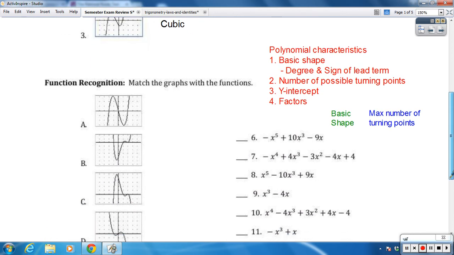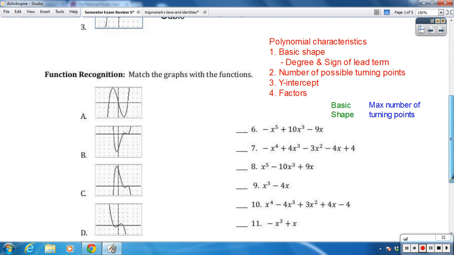So now we're going to look at some function recognition. Problems 6 through 11, we're matching the graphs on the left-hand side with the equations on the right. And I've put up here some basic polynomial characteristics that you want to look for and identify from your equation. Okay, so first, and probably the most important, is to identify the basic shape. And you can discover the basic shape by looking at both degree and the sign of the lead term. So our lead term is the highest exponent term, and it includes both the variable with its exponent and any coefficient that goes in front of it.